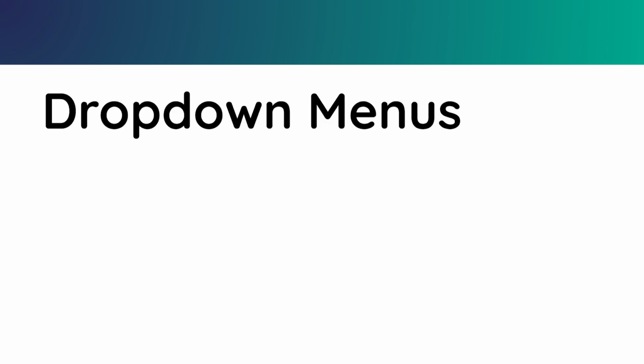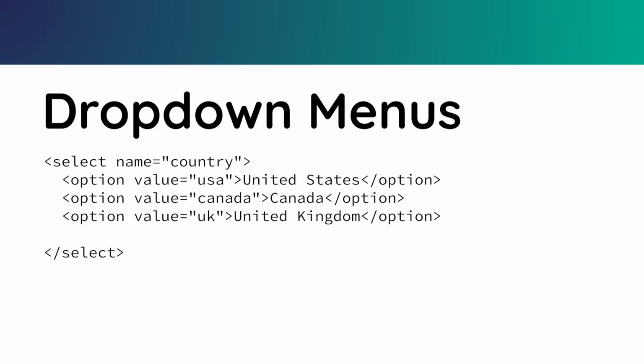Another essential form element is the drop-down menu, which is created using the select tag. Drop-downs are useful when you have a long list of options and want to save space on your form. For instance, if you're asking for the user's country or state, a drop-down menu allows them to choose from a list of options without overwhelming the interface. The basic structure of a drop-down menu looks like this.